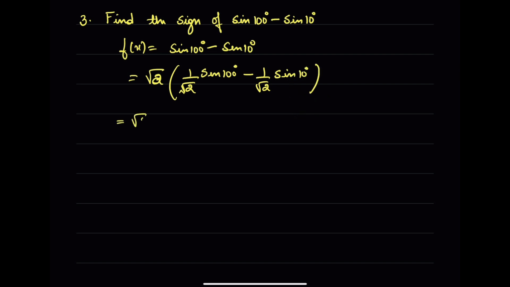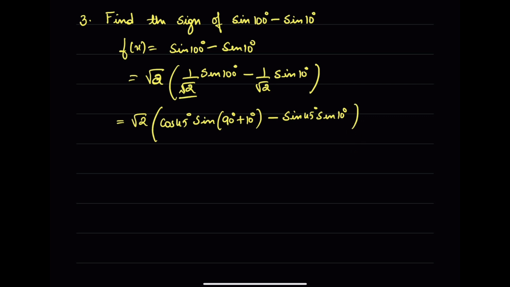So this will be square root of 2 multiplied by, let's consider this as cos 45 multiplied by sine 100 degrees. Now sine 100 degrees, just to break it down, we don't know the value of sine 100 degrees, right? We are not familiar with that. So what we'll do is we'll break it down to sine 90 plus 10 degrees. And the next part, we will write it as sine of 45 degrees multiplied by sine 10 degrees.